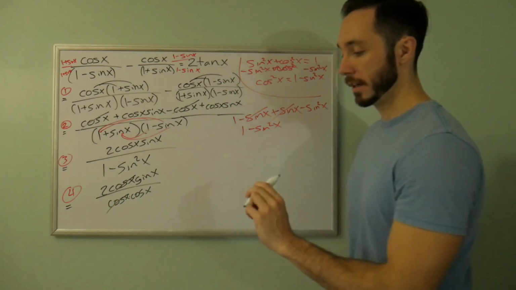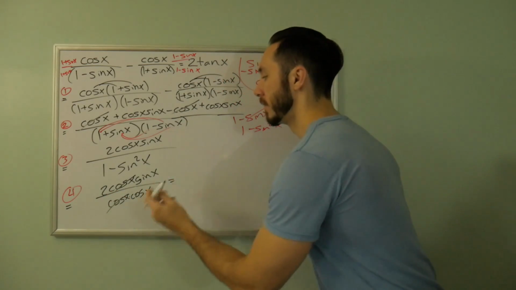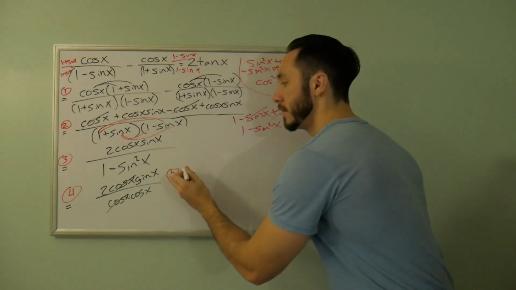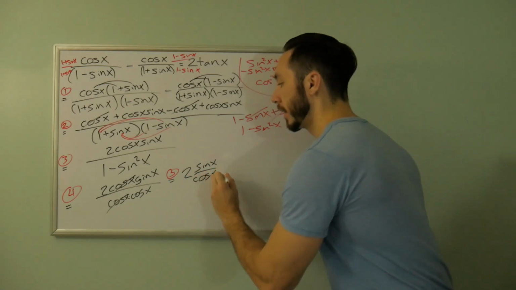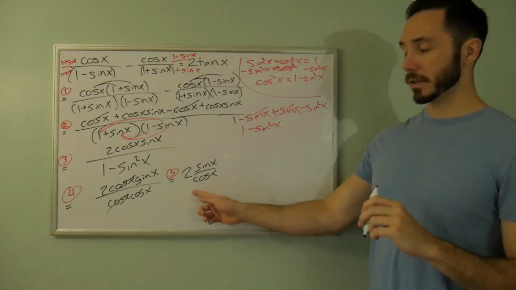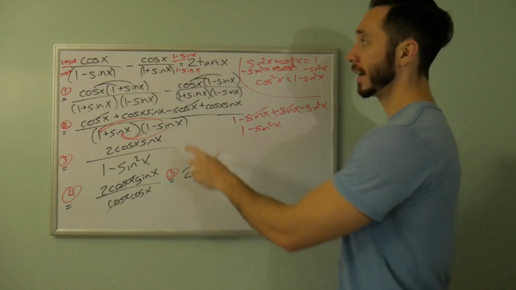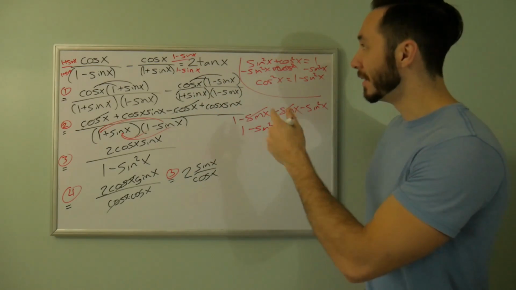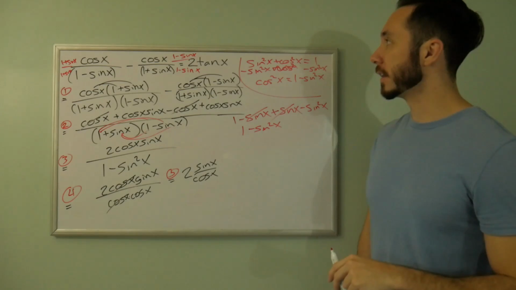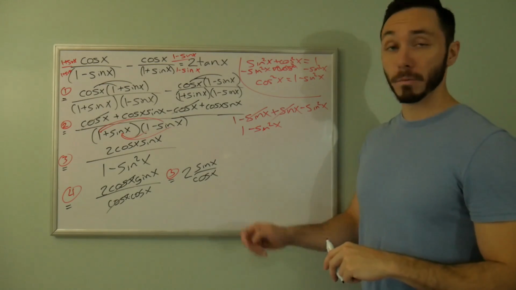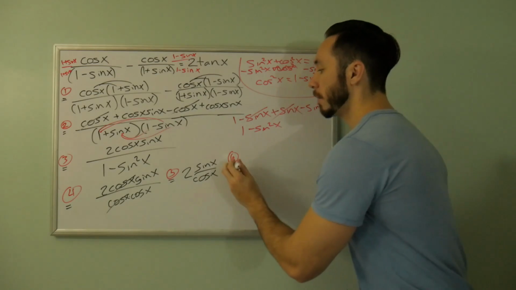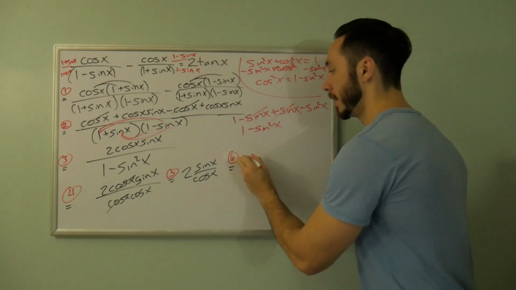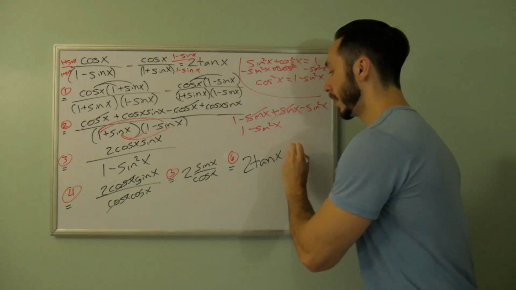Cosines cancel. I'm left with, for my fifth step, 2 times sine x over cosine x. I intentionally put this 2 off to the side because I know it's that 2 in my final product there. What is sine x over cosine x using the quotient identity for our sixth step? Hey, I'm done. It's 2 tangent x.